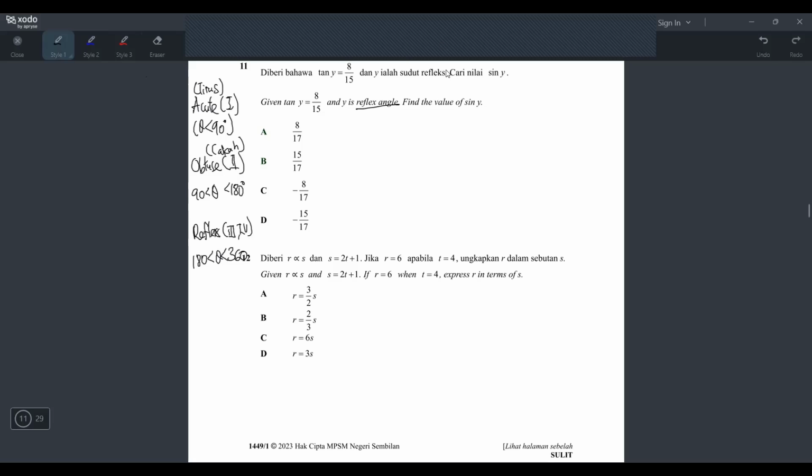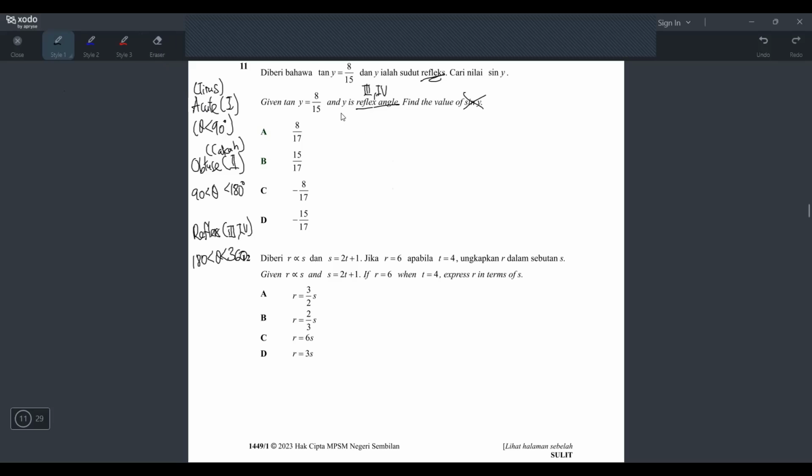Okay, so they already say tangent y is 8 over 15. y is a reflex angle. So this gives it away already. Reflex angle means the angle is quadrant 3 or quadrant 4, right? And then they say find the value of sine y. You can't do this first. You first need to find your y, right? But actually, there's another method to do this question. One method is where you sketch it out, and another method is if you don't want to sketch, you can straight away use the calculator. Both methods can get the answer.